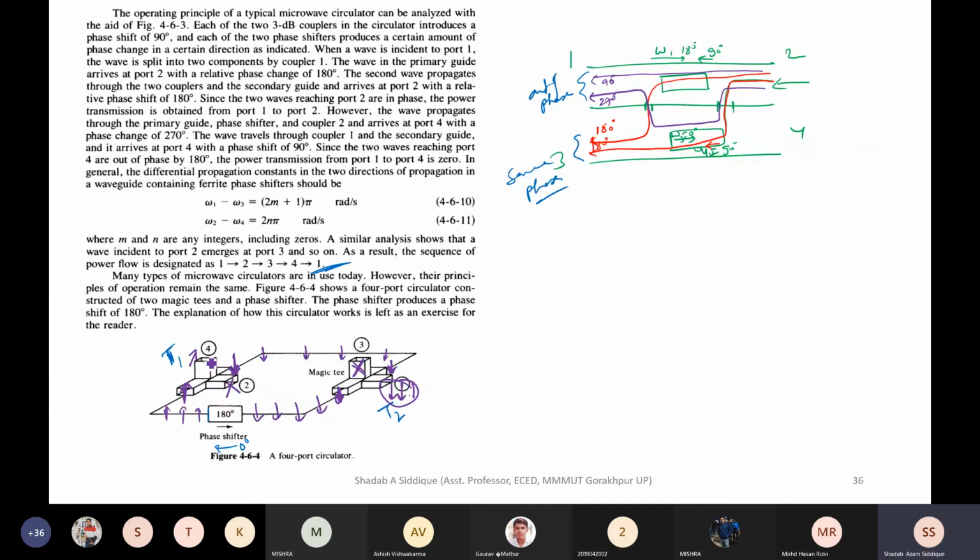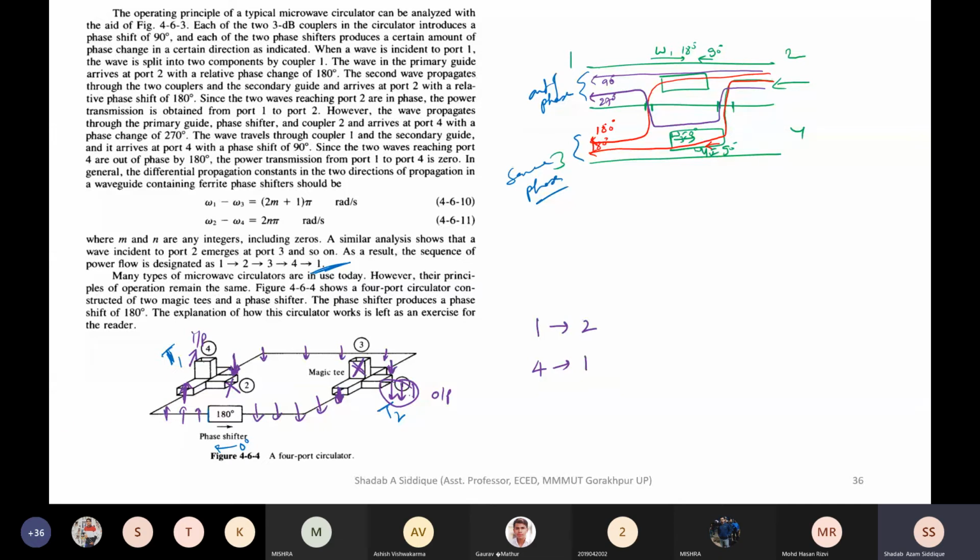So when we apply input from port 4, we are getting output at port 1. And when we apply input from port 1, we are getting output at port 2. I hope you understand. When we apply input from port 1, we get output at port 2, and when we apply input from port 4, we get output at port 1.